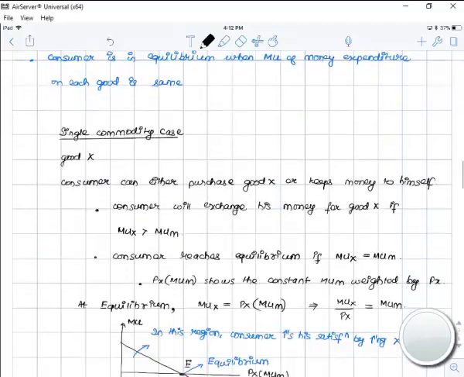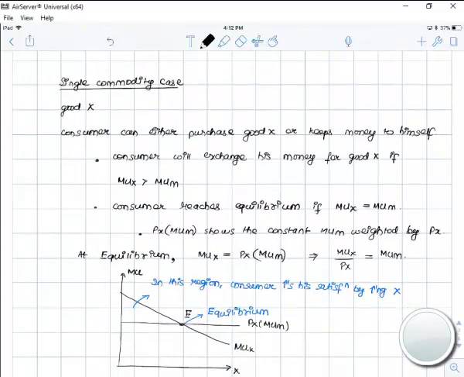So let's see. For example, there is a single commodity case. There is only one good X, and either the consumer will purchase X or he will keep money with himself. So if he is keeping money to himself, it means that he is not purchasing.